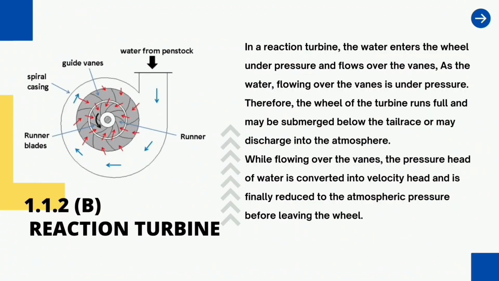Reaction turbine. In a reaction turbine, the water enters the vane under pressure and flows over the vane as the water flowing over the vane is under pressure. Therefore, the vane of the turbine runs full and may be submerged below the tailrace or may discharge into the atmosphere. While flowing over the vanes, the pressure head of water is converted into velocity head and is finally reduced to the atmospheric pressure before leaving the vane.